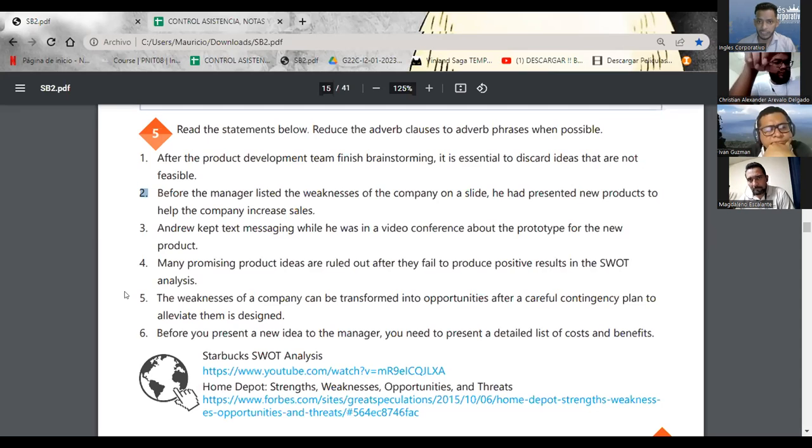Is there another volunteer that can read number three? Anybody? Can I? Yes, go ahead. Andrew kept text messaging while being in a video conference about the prototype for the new product. Prototype, yes. Okay, yes. Andrew kept text messaging while being in a video conference about the prototype of the new product. Yes, thank you very much.